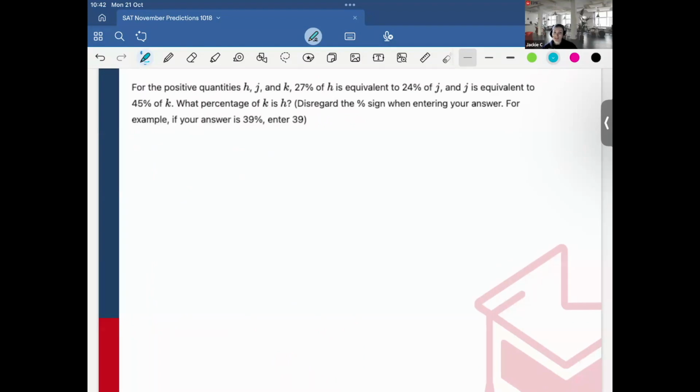For the positive quantities H, J, and K, 27% of H is equivalent to 24% of J, and J is equivalent to 45% of K. What percentage of K is H?